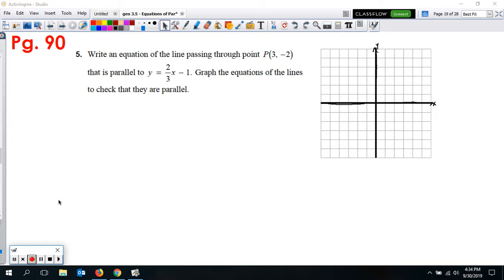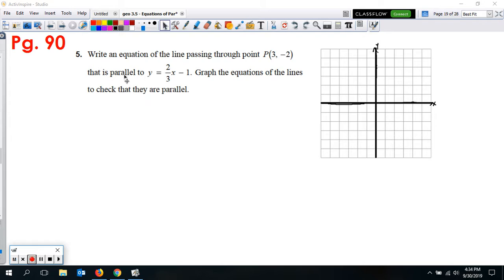Okay, over on page 90, number 5, it says write an equation of the line passing through point P, which is at 3, negative 2, that is parallel to the equation y equals 2/3 x minus 1. That's in a slope-intercept equation. And then graph the equations of the lines to check that they are parallel. So we'll end this one with graphing the lines on our coordinate plane over here. But first of all, it wants us to write an equation.